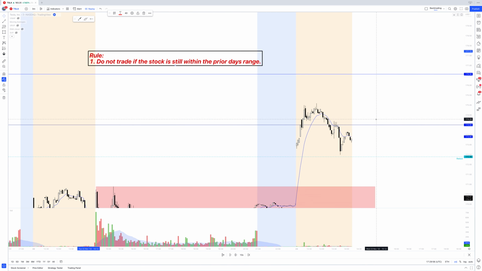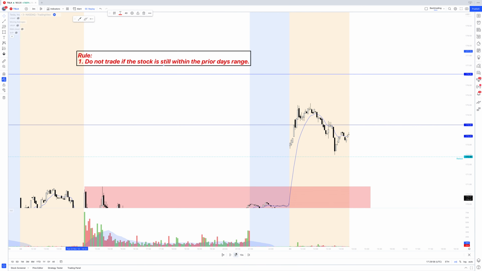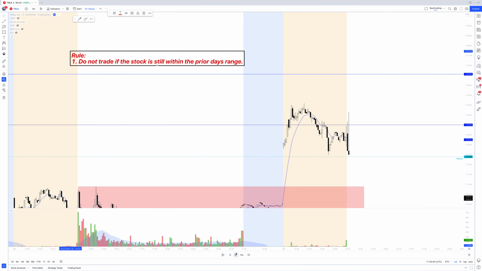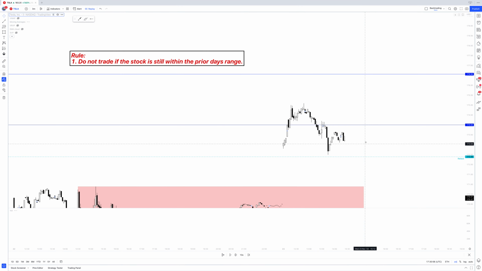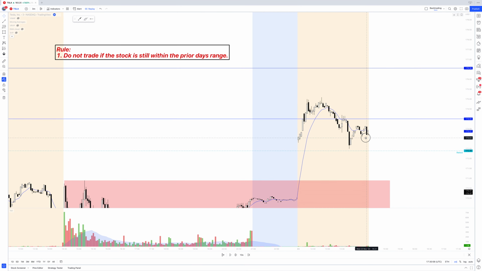Let's get into Tesla real quick. So let's go up to the open. Oh, I skipped it a little bit too far, so let's go back a little bit. My bad, guys, I was looking at 3 o'clock instead of 2:30. So yes, here we go.